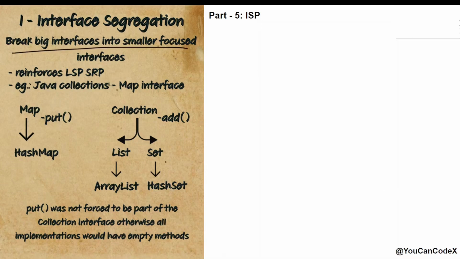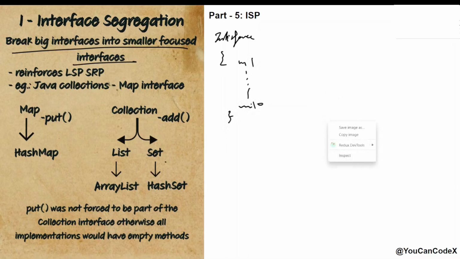Break big interfaces into smaller focused interfaces. So what does that mean? Say, for example, you have an interface comprising maybe 10 different abstract methods. It is very likely that all the implementations of this interface don't need all those 10 methods, right? It is a very likely scenario that the implementations might not need all of them.